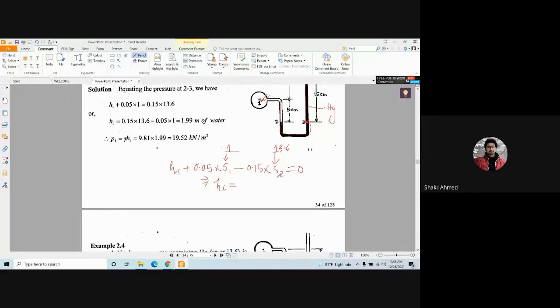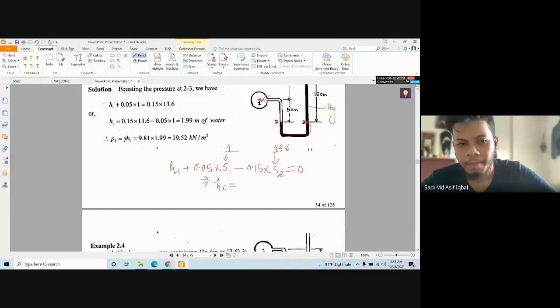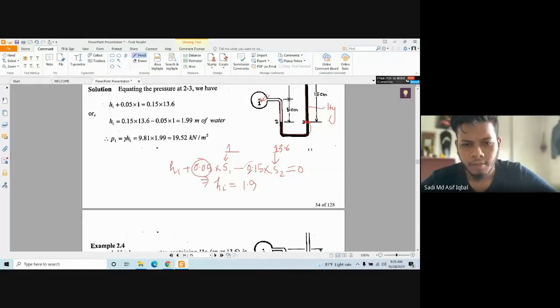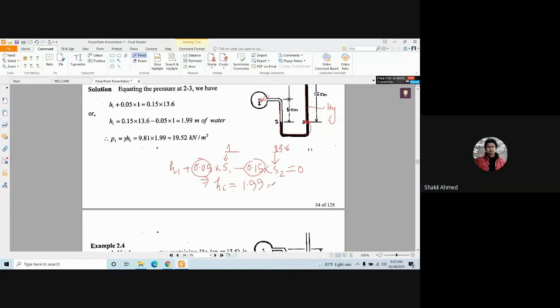Tell me the value, please. So 1.99. What? You have put everything in terms of meters, sir. 1.99 meter of what? Water. Which liquid? You have put everything in terms of water. This is in terms of water.